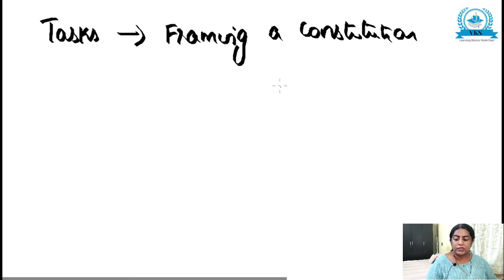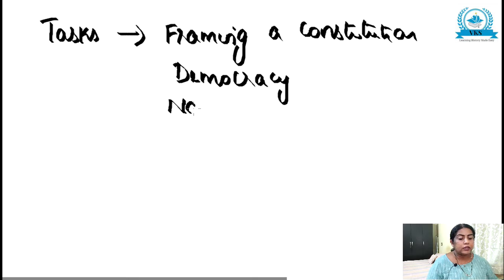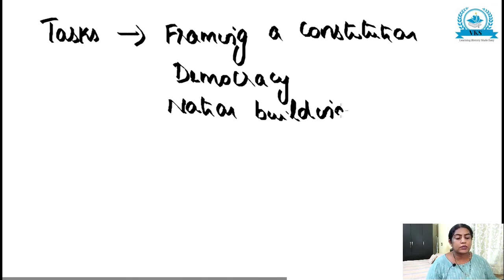And they had to build a responsible and representative democracy. And they also had to push the process of nation building. So all these tasks were there for independent India: framing a constitution, building a responsible and representative democracy, pushing the process of nation building. All these were the tasks before independent India.